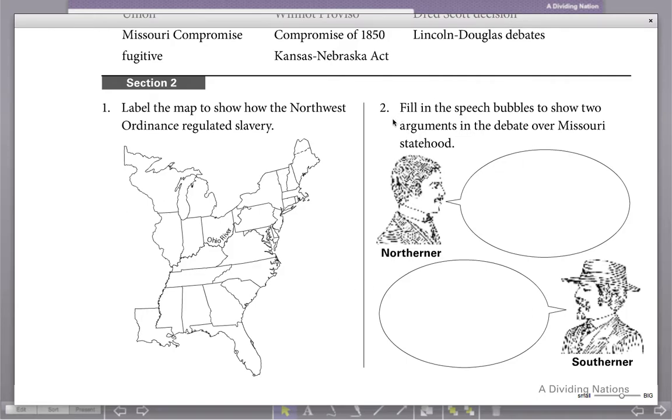So we move over to number 2. It says fill in the speech bubbles to show two arguments in the debate over Missouri statehood. You've got a northerner, who's going to think one thing about Missouri statehood. And then of course you've got a southerner who's looking the opposite way. Chances are he's not going to agree. How is he going to view this topic of Missouri statehood?